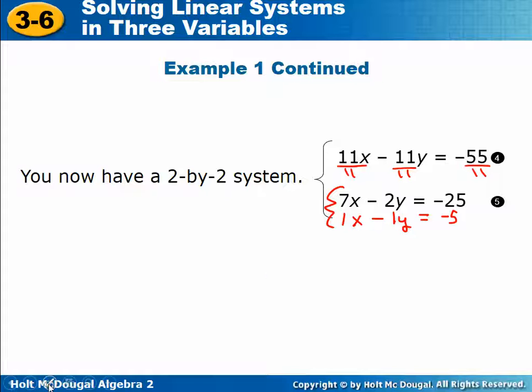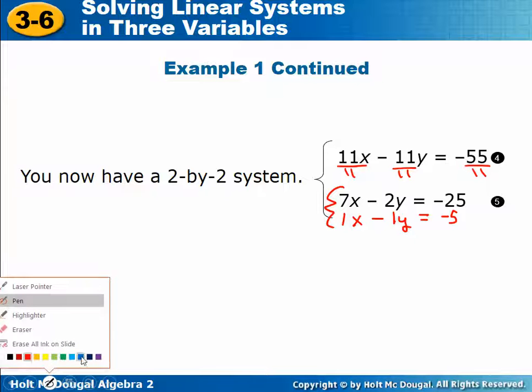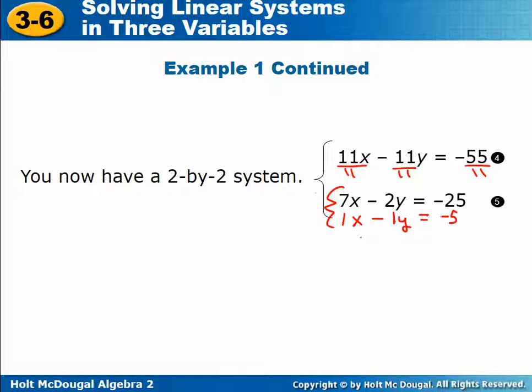So now I can use either substitution or elimination. We haven't used substitution yet on these problems, so let's do that. I'm going to solve 1x minus 1y equals negative 5 for x. All I have to do is add 1y to both sides. So I would have x is equal to y minus 5. Write it as simple as I can, right? Now, whenever I see an x in the other equation, I will replace it with y minus 5.